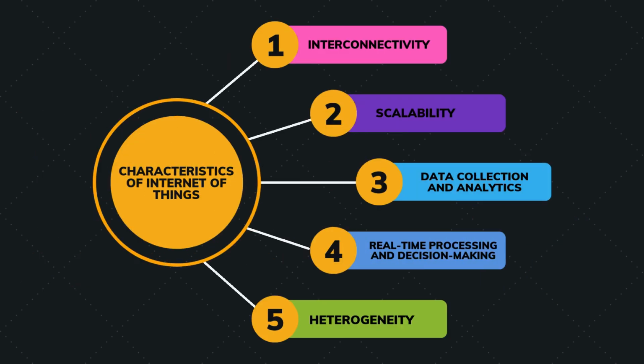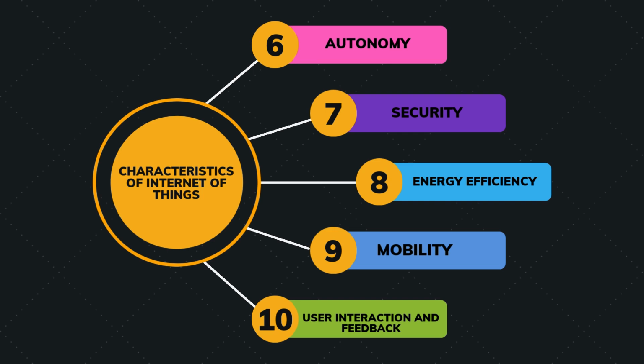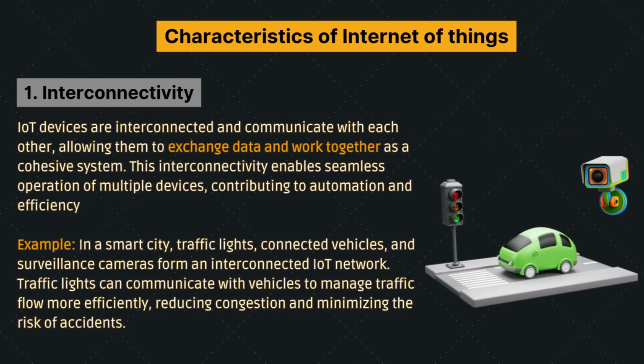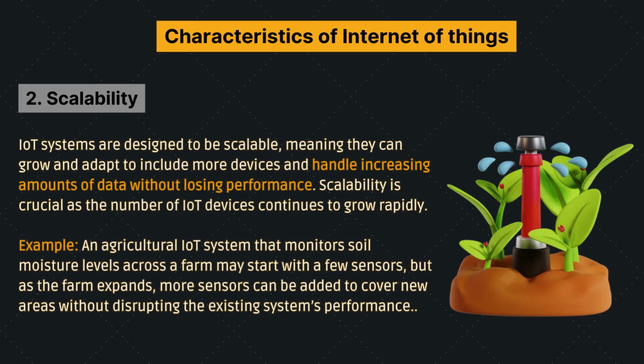Now, let's talk about the characteristics that make IoT special. You can have a quick look at all these characteristics. First one is interconnectivity. Devices can talk to each other, creating a cohesive system. For instance, in a smart city, traffic lights and connected vehicles can work together to manage traffic better. Another important feature is scalability. IoT systems can grow easily by adding more devices without losing performance. For example, a farm might start with a few soil moisture sensors and add more as it expands.